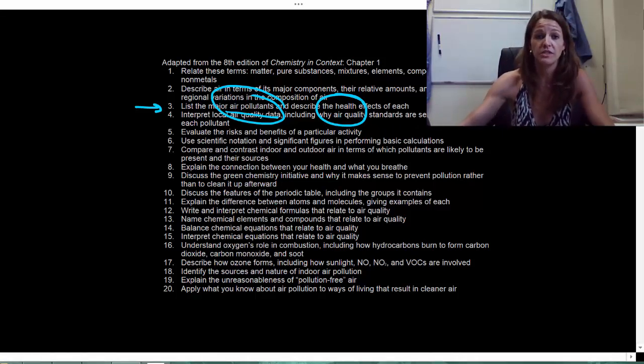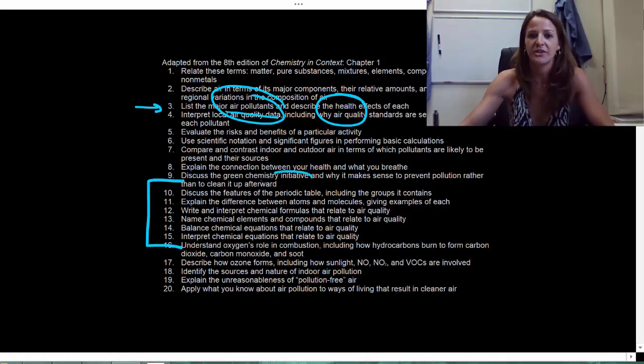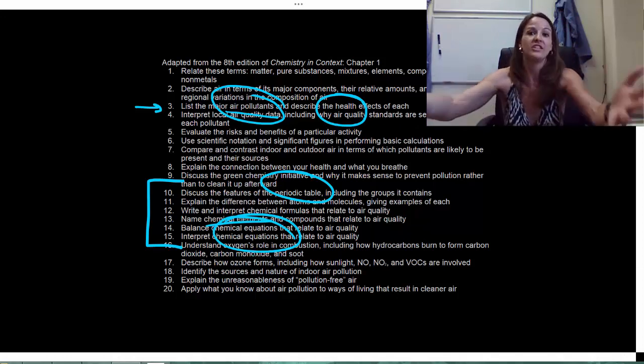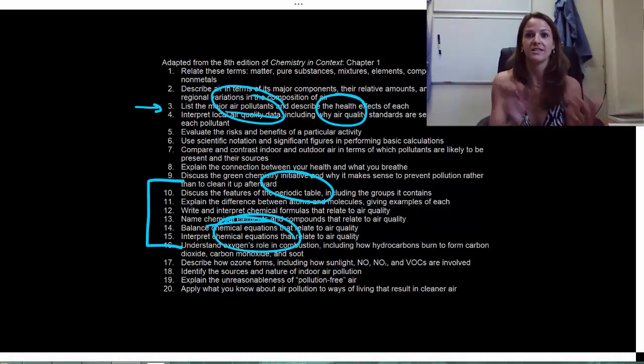From there, what we do is we dive a little bit deeper into my favorite part, the chemistry of it. So we talk about the periodic table, we talk about how pieces are aligned, how they're arranged. We then move into naming chemical elements, and then we even start writing some chemical equations. We talk about the difference between reactions and equations, and we eventually get to figure out how much of a certain pollutant is produced based on maybe a combustion reaction or anything like that.